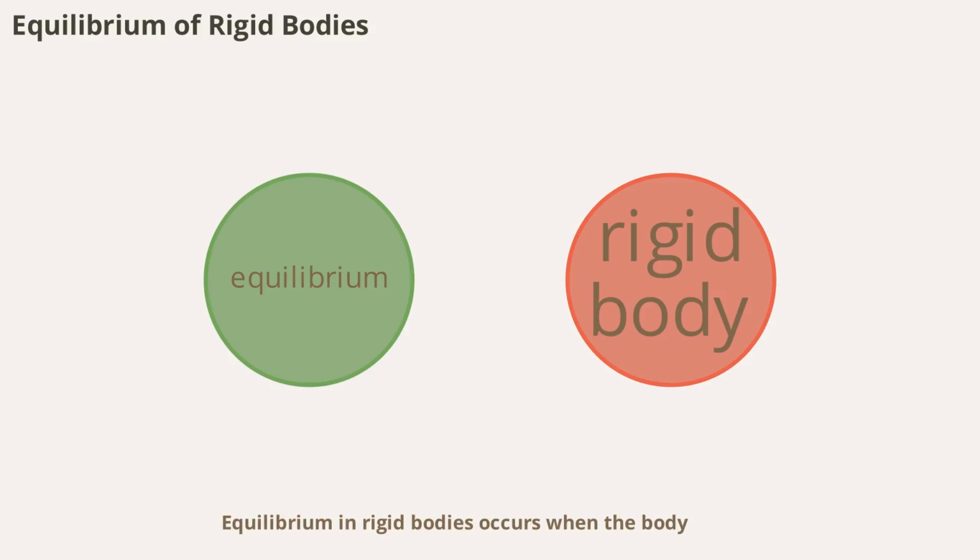Equilibrium in rigid bodies occurs when the body is either at rest or moving with constant velocity, and there is no net force or torque acting on it. In such a state, the body does not accelerate linearly or rotationally. Understanding equilibrium is essential for analyzing structures and machines, ensuring they remain stable under various forces.